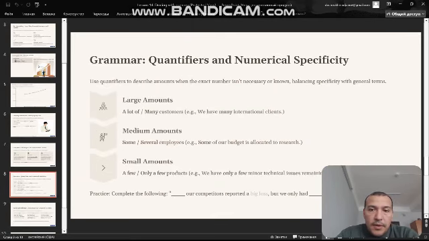So, quantifiers and numerical specificity. Use quantifiers to describe amounts when the exact number isn't necessary or known, balancing specificity with general terms. For example, for a large amount, we use a lot of and many. A lot of, many customers. We have many international clients. Medium amount: some, several employees. Some of our budget is allocated to research. Small amount: a few, only a few products. We have only a few minor technical issues remaining.